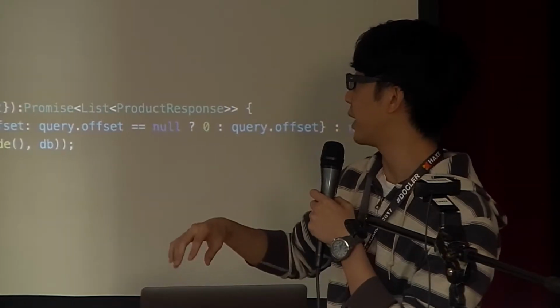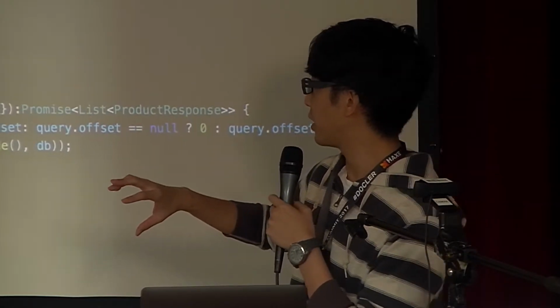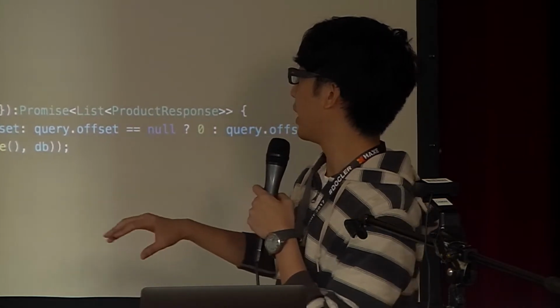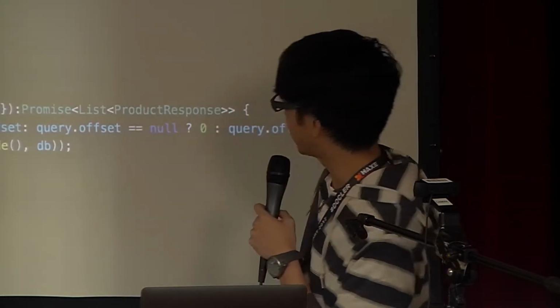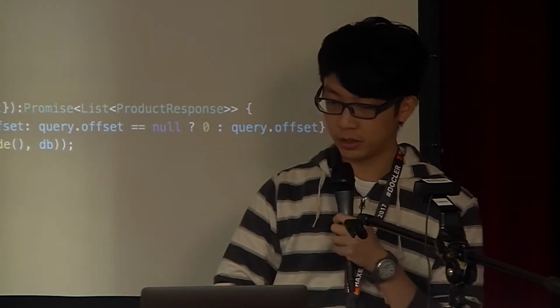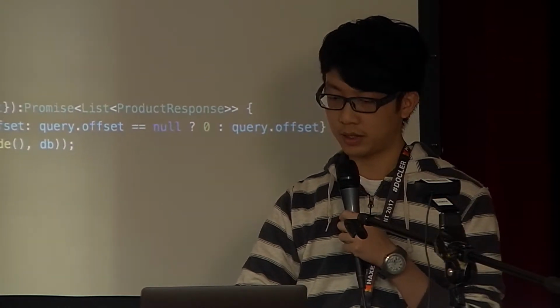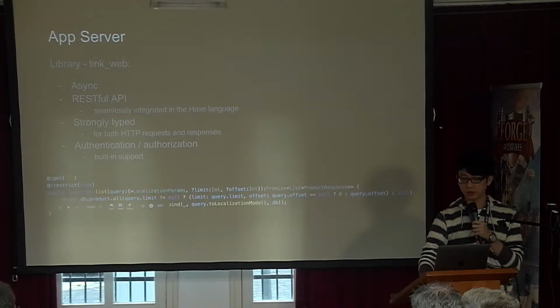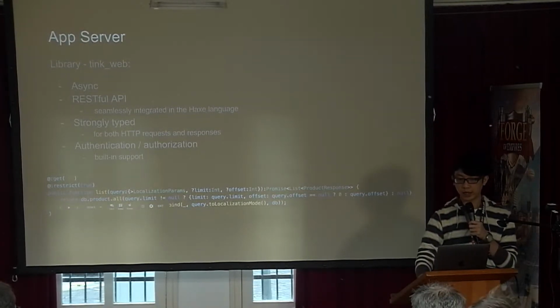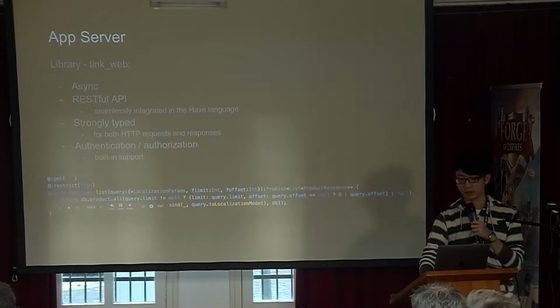So when you open a browser and access the root of the domain, it will run this function, and what it does is access the database, and when it gets some data, it will respond with a list of product responses. All of these are strongly typed, so you cannot make a mistake in between. If I've declared a function that will return a list of products, I have to do that inside the function body.